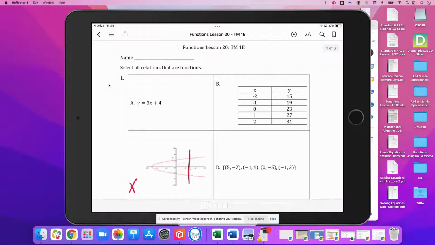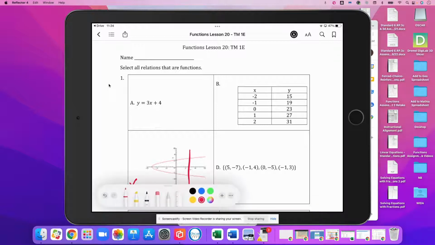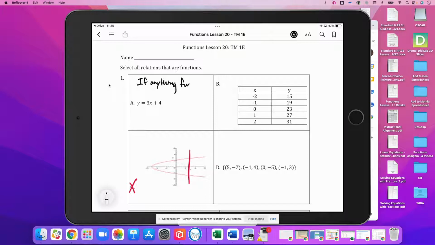So the equations are probably on the more difficult side, I would think. But there's a simple rule that will help us with the equations. And that simple rule is this: if anything funky is happening to y, it's probably not a function.